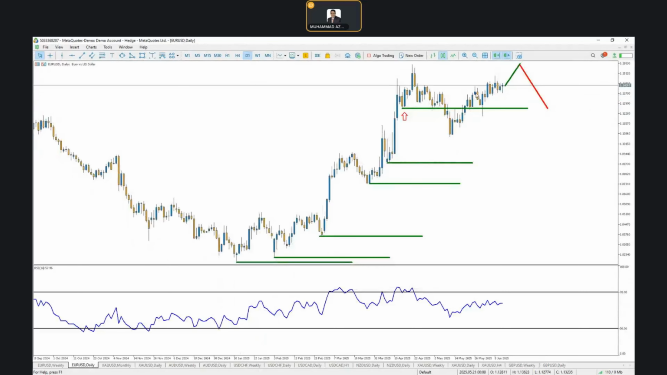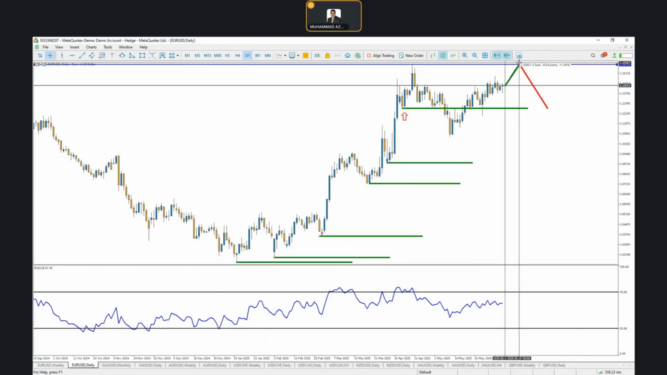So regarding the euro dollar, I already told you that I'm expecting further upside in the euro USD currency pair. We have some resistance level right up here at the 1.1577 area. So if price action is going to rise up further, we're going to get a limited upside, I would say. Okay.